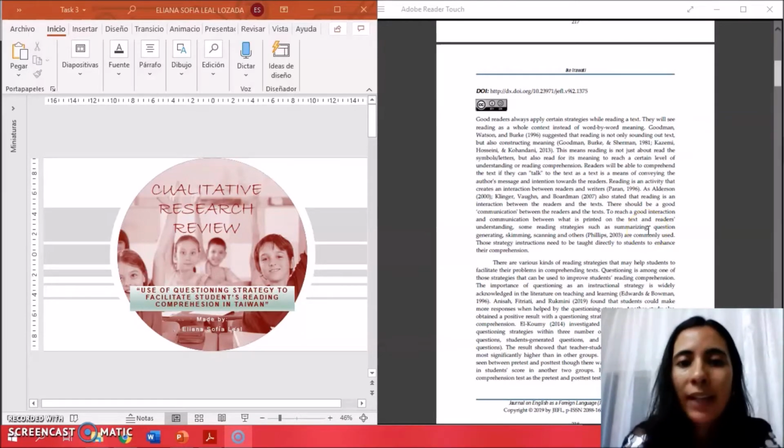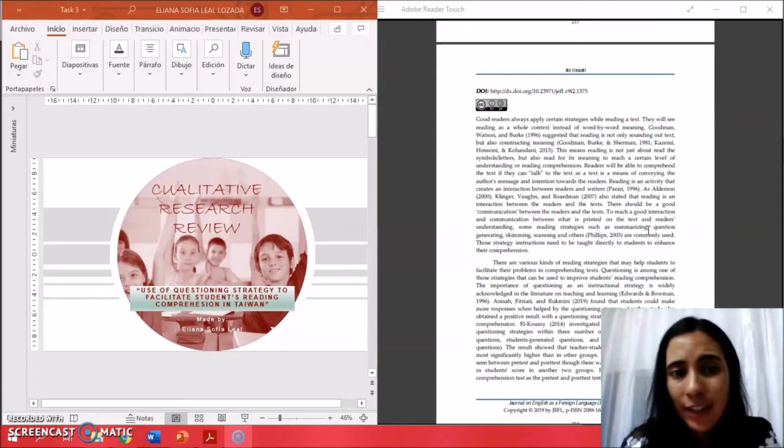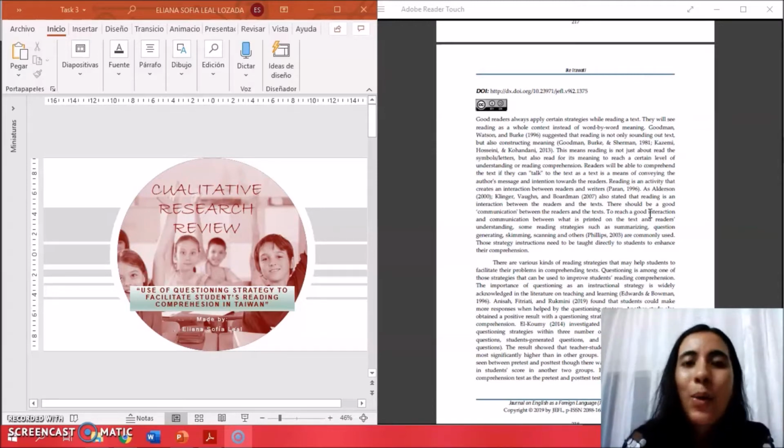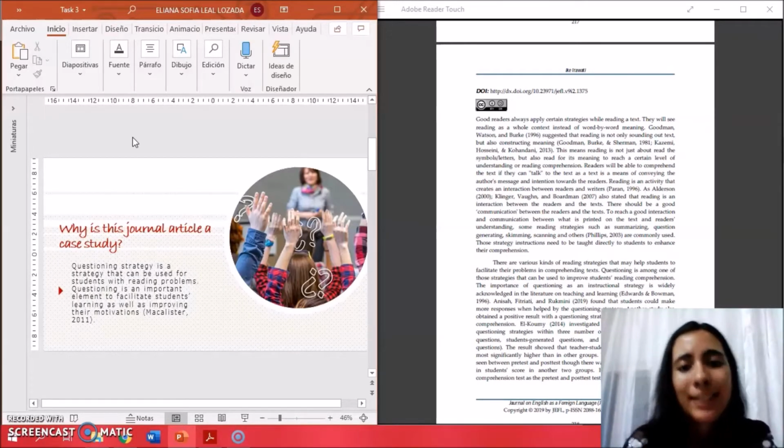If we look at the next page, we can see the importance of questioning as an instructional strategy that is widely used as a teaching and learning methodology. First, the authors Goodman, Watson, and Burke, in 1996, suggest that reading is not only sounding out the text, but also constructing meaning. This means that for there to be positive results, there must be a detailed reading of the text that allows you to understand it. For this, there are some reading strategies, such as summarizing, question generating, skimming, scanning, and others. The article mentions that students can give more answers when they are helped with the question strategy.